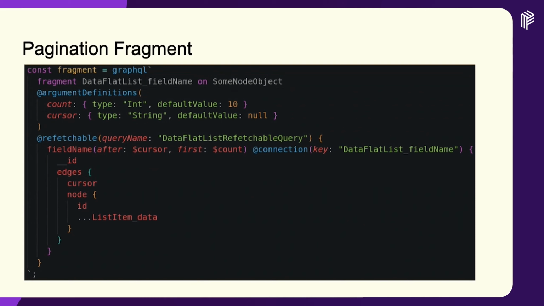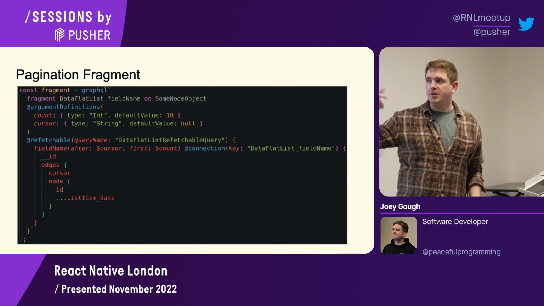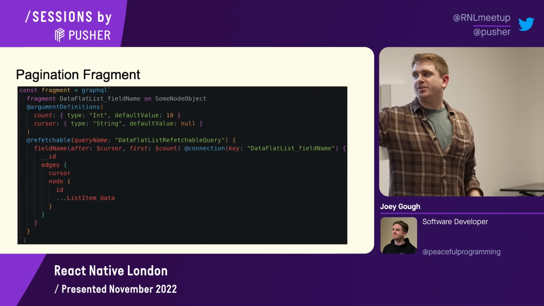So to implement this in Relay, I actually screenshotted some code and just changed some of the names a bit. A connection is obviously a list of items. And how do you render a list of items in React Native? A flat list. Well done. Okay, so these decorators, the argument definitions, are important. Count and cursor: the count is going to be used for first, and cursor is after.